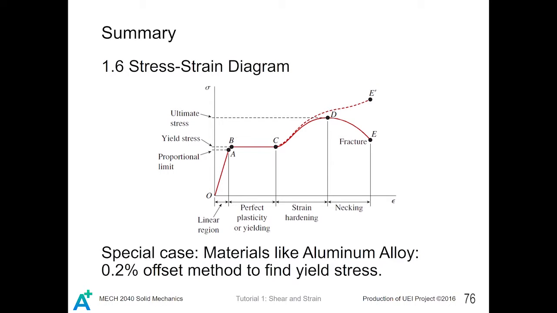Besides, we also discussed about the stress-strain diagram and some of their terminologies. We also discussed some special case, how to find the yield stress of materials like aluminum alloy. The answer is that we can try the 0.2% offset method to find the yield stress. This is all for this tutorial.